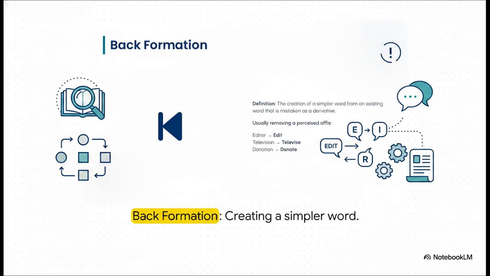Now, process 6, back formation, is where we often have a real aha moment. This is when speakers basically reverse engineer language. They mistakenly assume a long word has a suffix attached to it, so they strip it away to create a simpler word. For example, the noun editor existed first. People assumed it was a verb with an or attached to the end, so they stripped that off to create the brand new action verb edit. We literally reshaped the language in reverse.